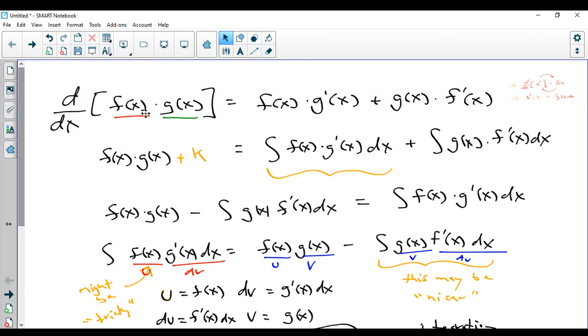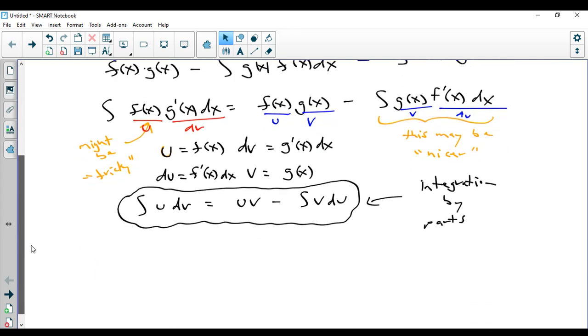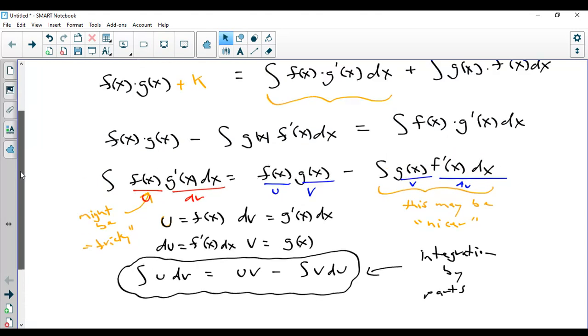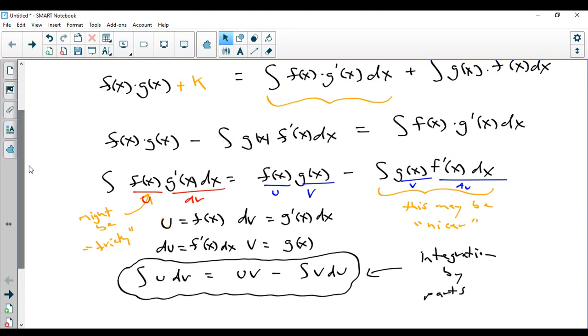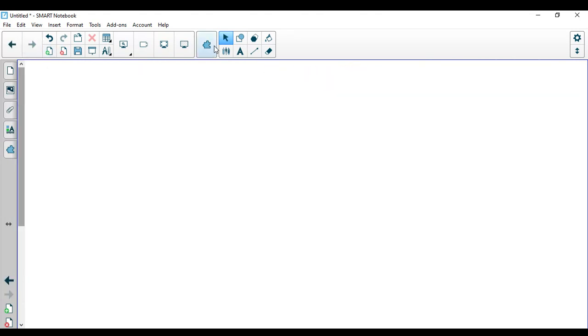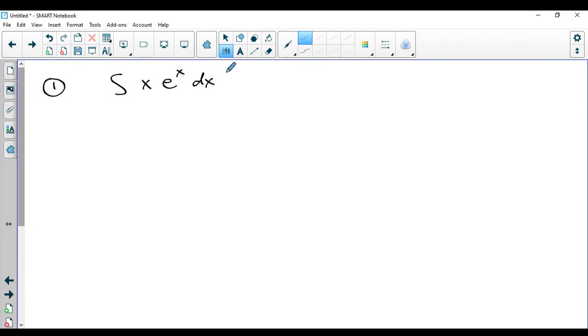And you'd make me real proud if you understood that it actually came from the differentiation formula for the derivative of a product. All right. So that is the derivation of integration by parts. All right. So let's just do one problem and be done with it. All right. So here we go. You ready? Problem one. You have the integral of x e to the x dx. All right. So I want to integrate that.